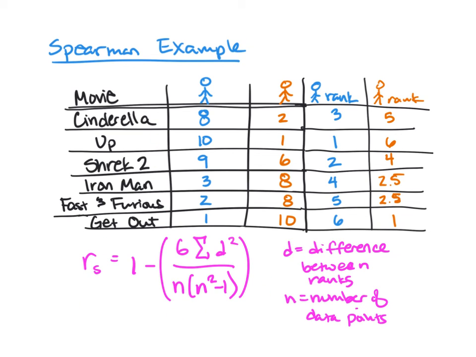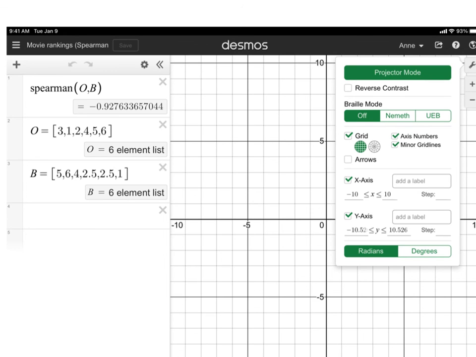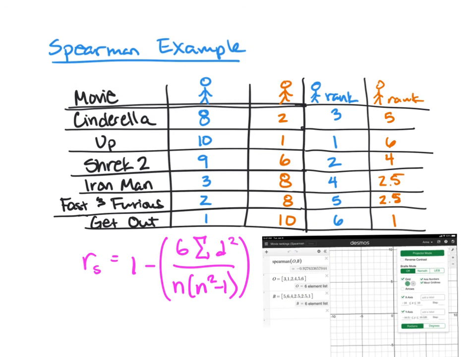You can do this by hand, but you can also do something like this on Desmos. Here's what that would look like. I put in orange person's preference, I put in blue person's preference, and then I just asked for the Spearman for both of those, and you find it as -0.92, which makes sense because if orange person likes something, blue person doesn't. If blue person likes something, orange person doesn't. It should be negatively correlated. That's what happens.